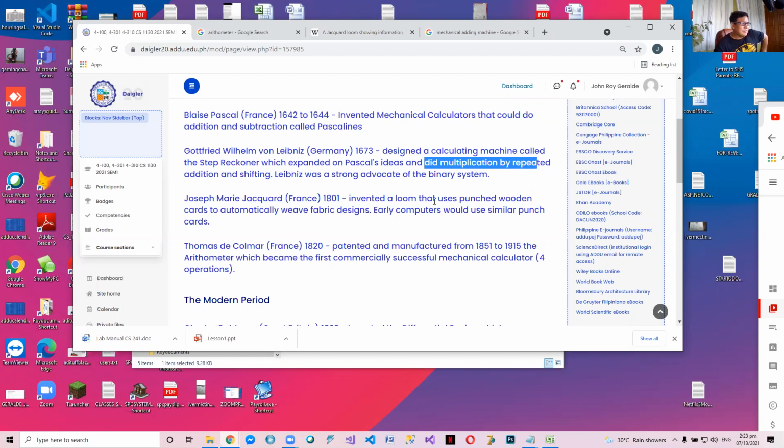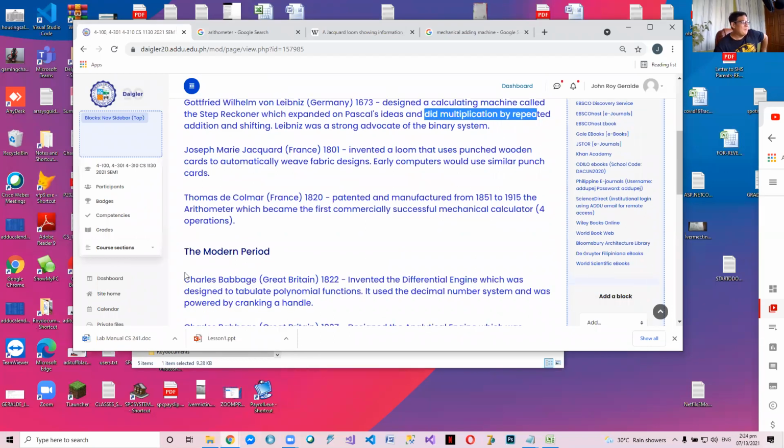Yung arithmometer is the first commercial successful one, no? With all four operations, four functions. Pwede siya mag-plus, minus, multiply, and divide, no? It was the predecessor of the mechanical adding machine. Okay? The mechanical adding machine.